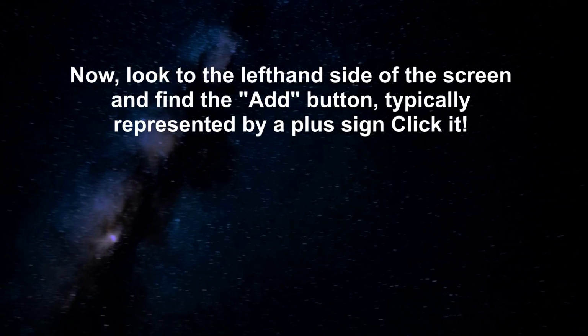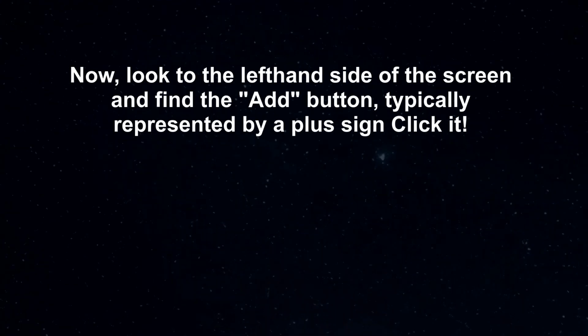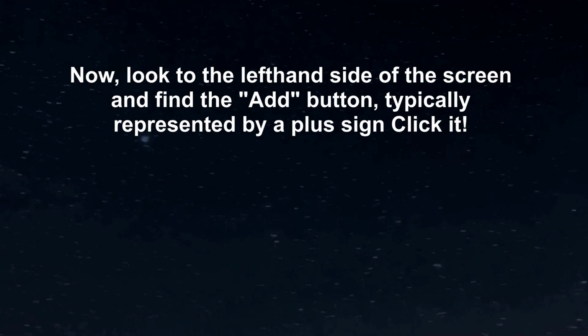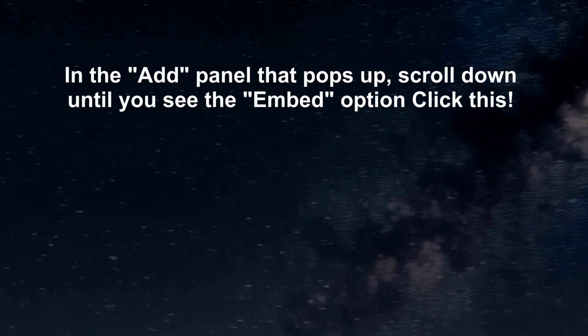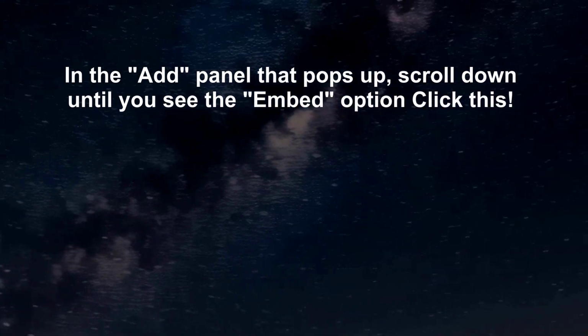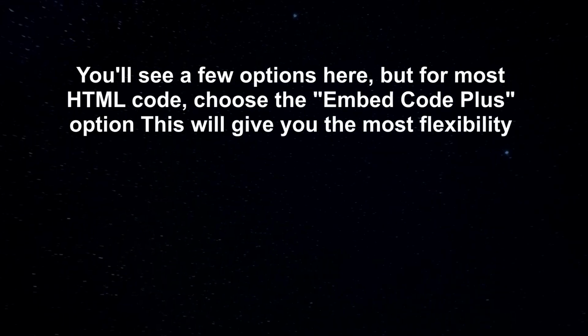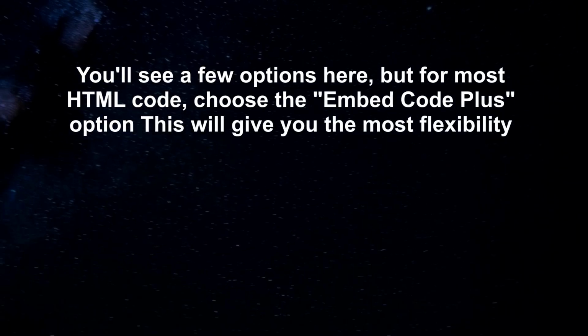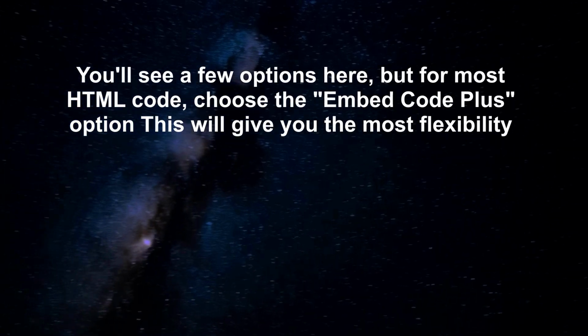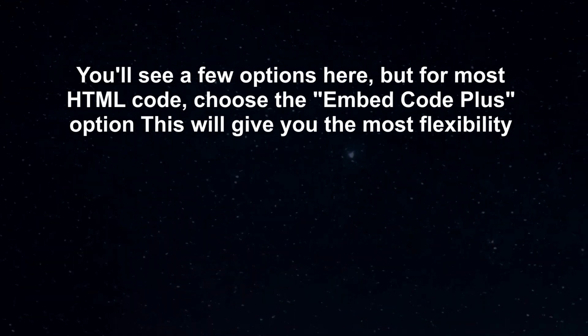Now, look to the left-hand side of the screen and find the Add button, typically represented by a plus sign. Click it. In the Add panel that pops up, scroll down until you see the Embed option. Click this. You'll see a few options here, but for most HTML code, choose the Embed Code Plus option. This will give you the most flexibility.